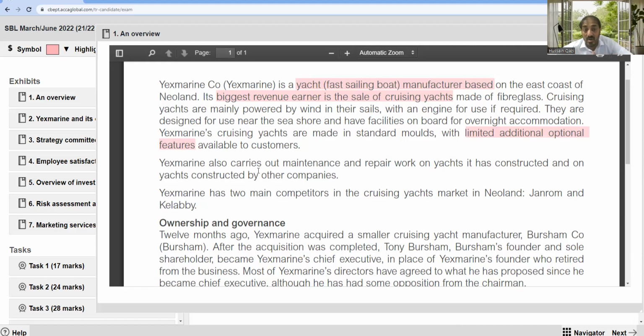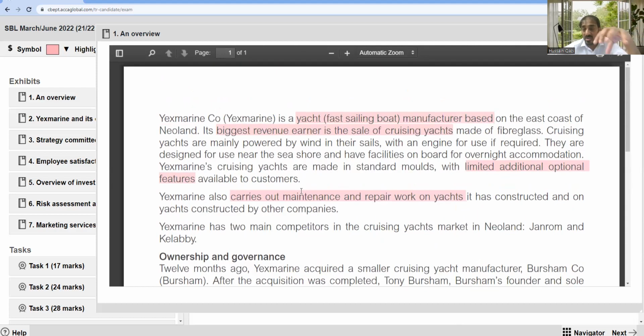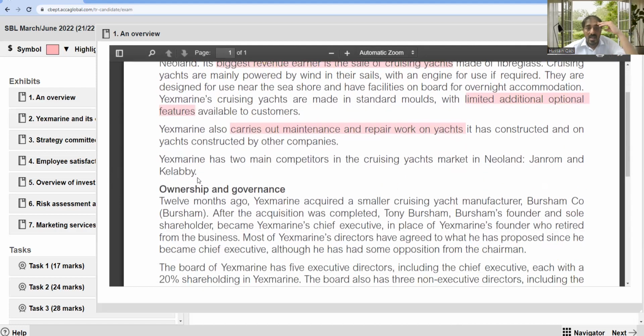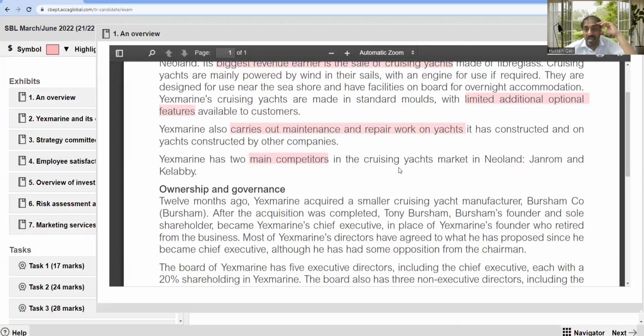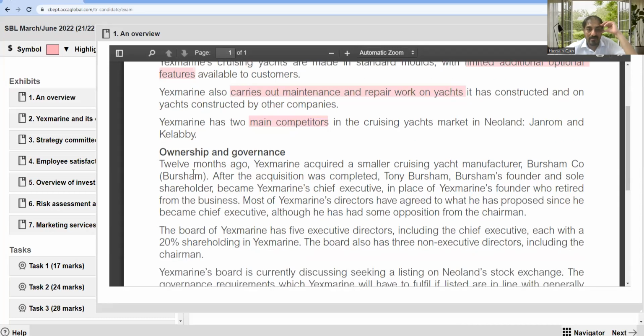X Marine also carries out maintenance and repair works on yachts. It has contracted and on yachts constructed by other companies. So, number one, the manufacturer of fast-selling boats, that yacht, and also the service provider. They also provide the maintenance and repair works not only for their own products but other products as well. X Marine has two main competitors in the cruising yacht market in New Land, Tranart and Kilabi.